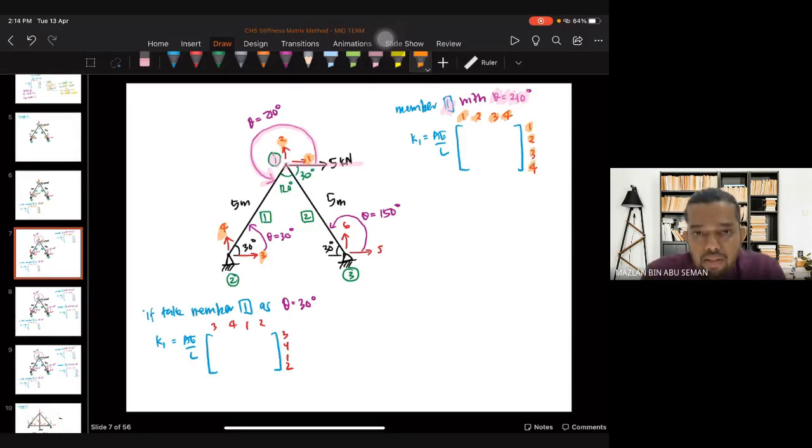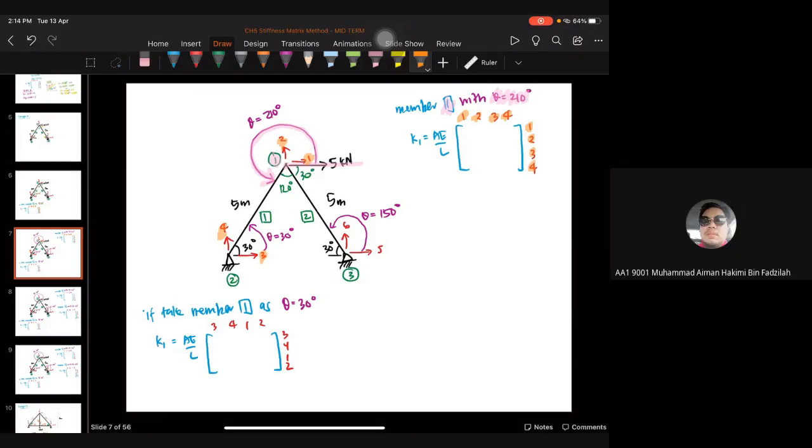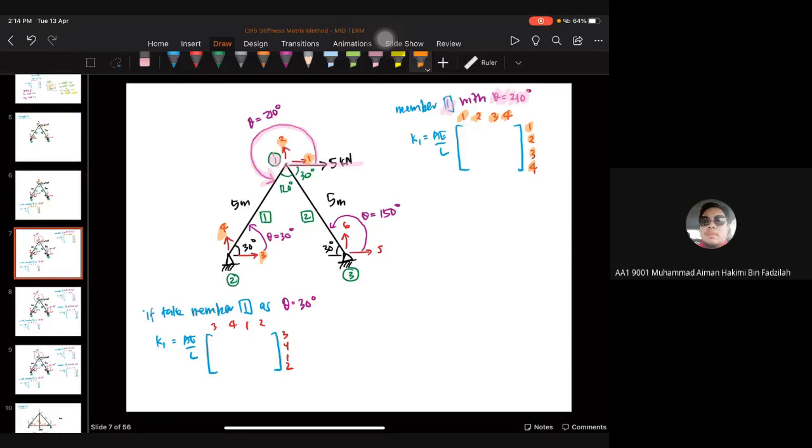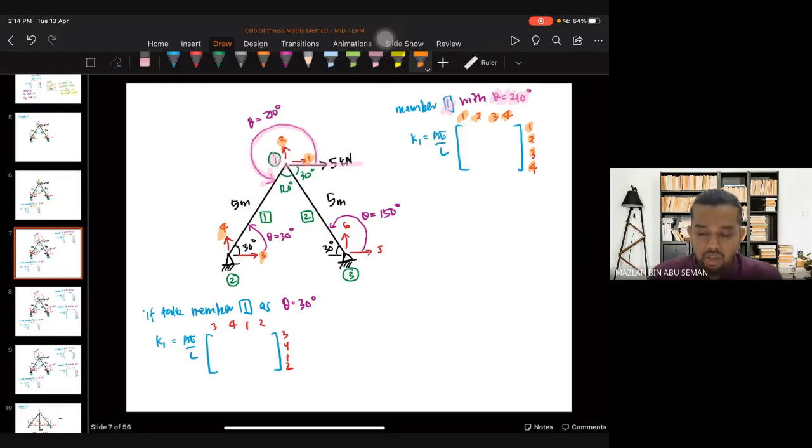Can you see the difference? So be careful on that numbering. That member, theta is 30 or theta 210.